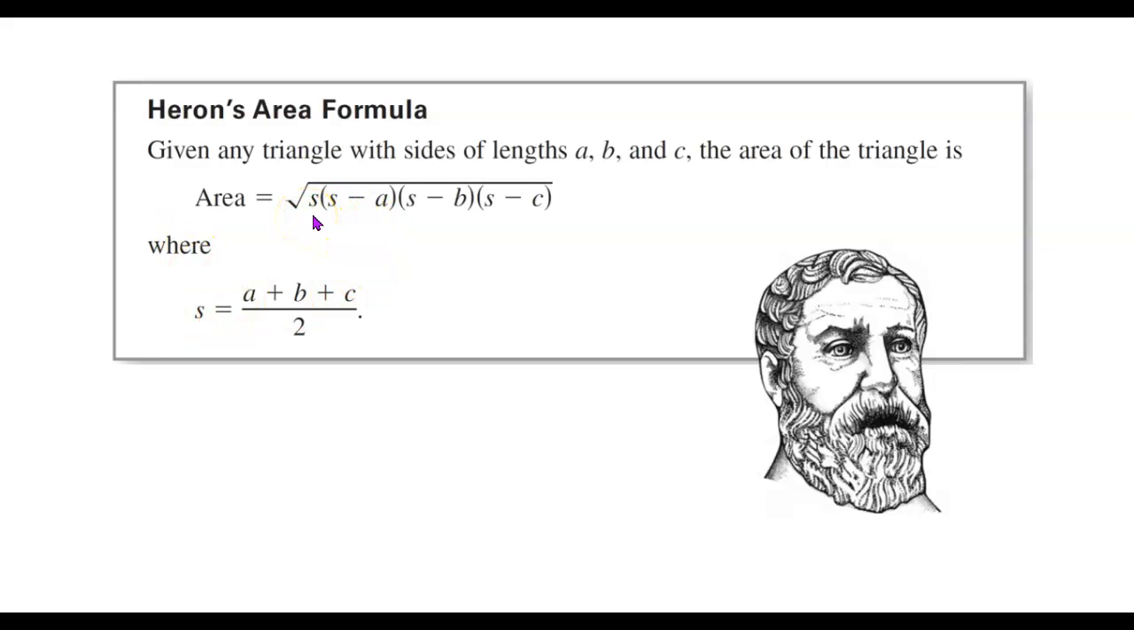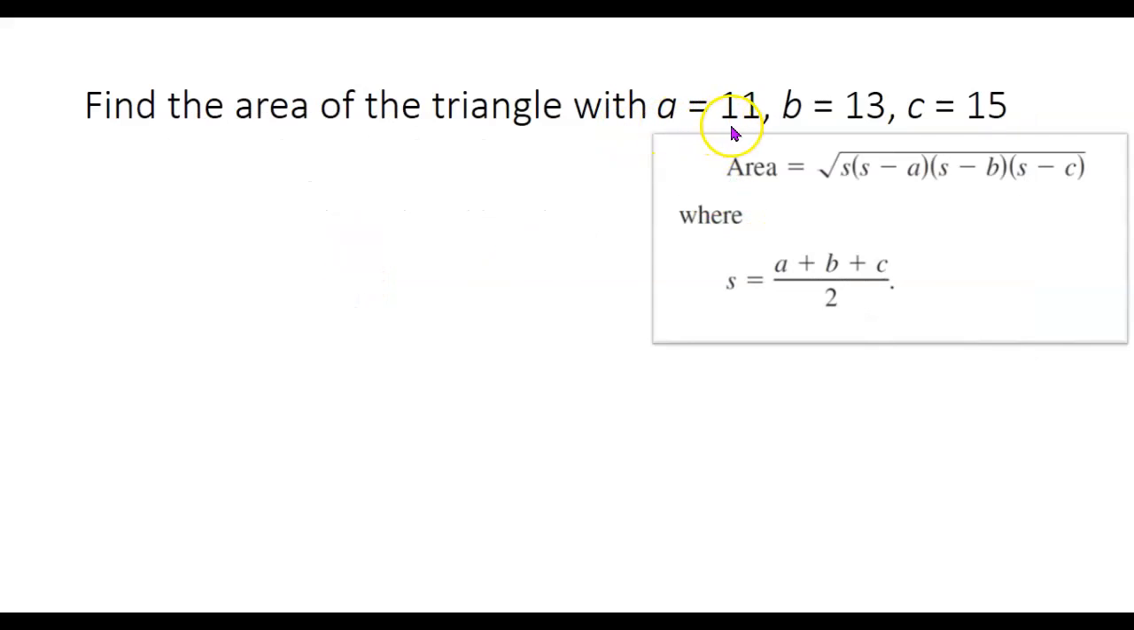So then to calculate the area, you take S times S minus A times S minus B times S minus C, and then after multiplying that all together, you take the square root and you get the area. Now, I'm not going to explain why this formula works, but I may give you a link to a proof or an explanation elsewhere online that you can look at if you want to. You don't have to.